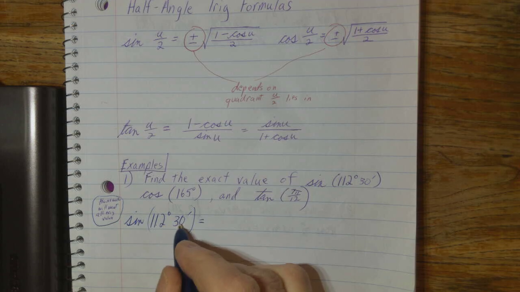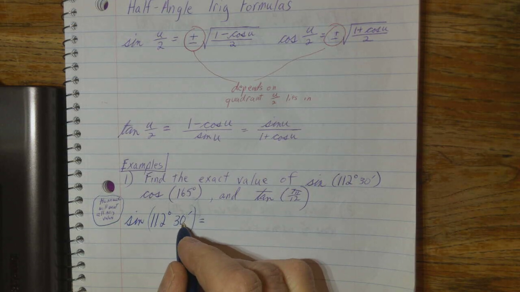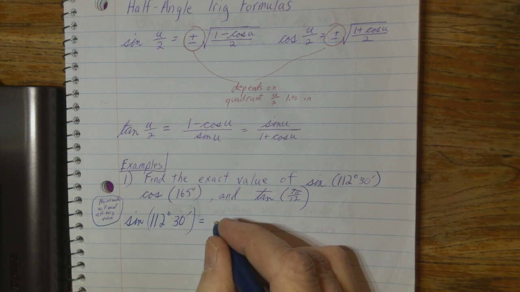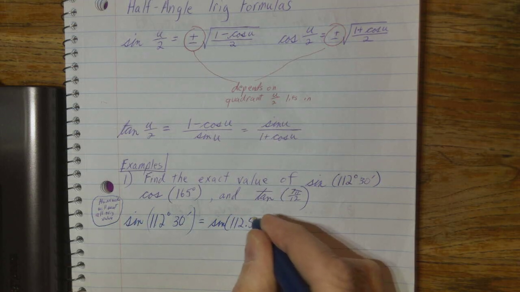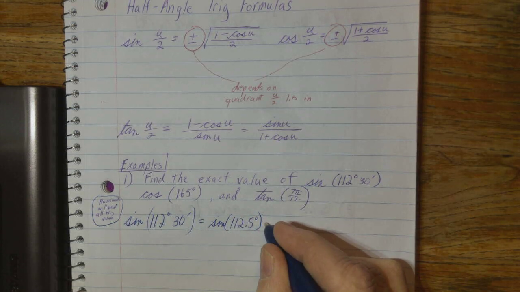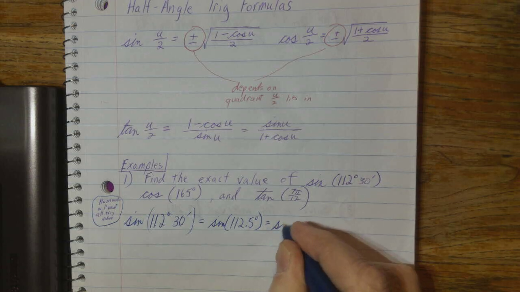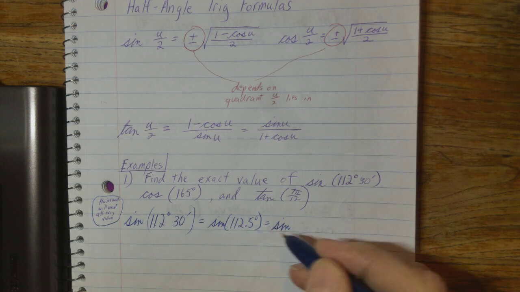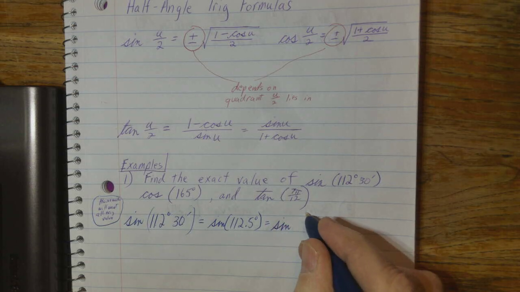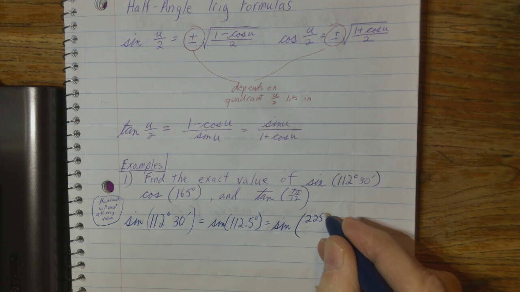Now, 30 minutes, remember, is 30/60ths of a degree, and 30/60ths is 1/2. So this is the sine of 112.5 degrees. And then we're doing half angles here. So this would be half of what number? Well, if I double that, I get 225 degrees.